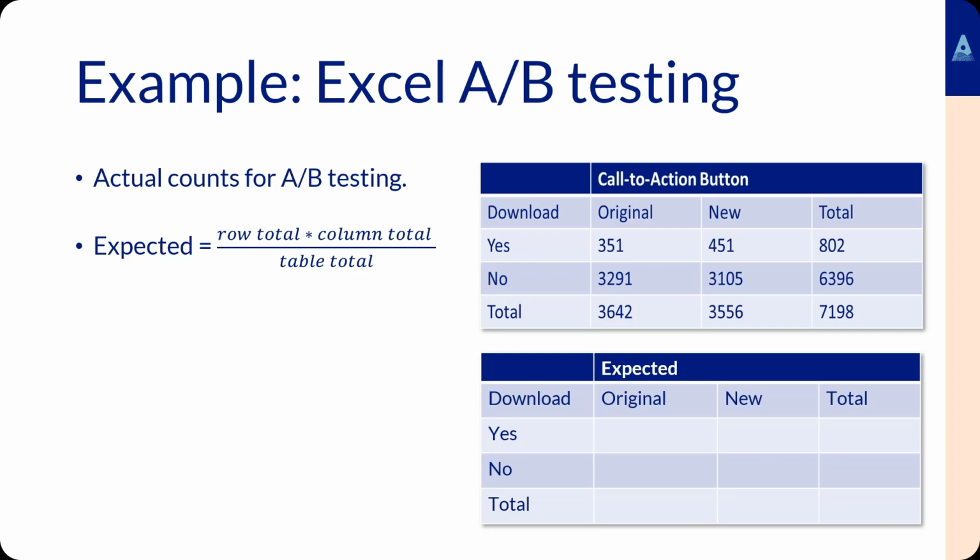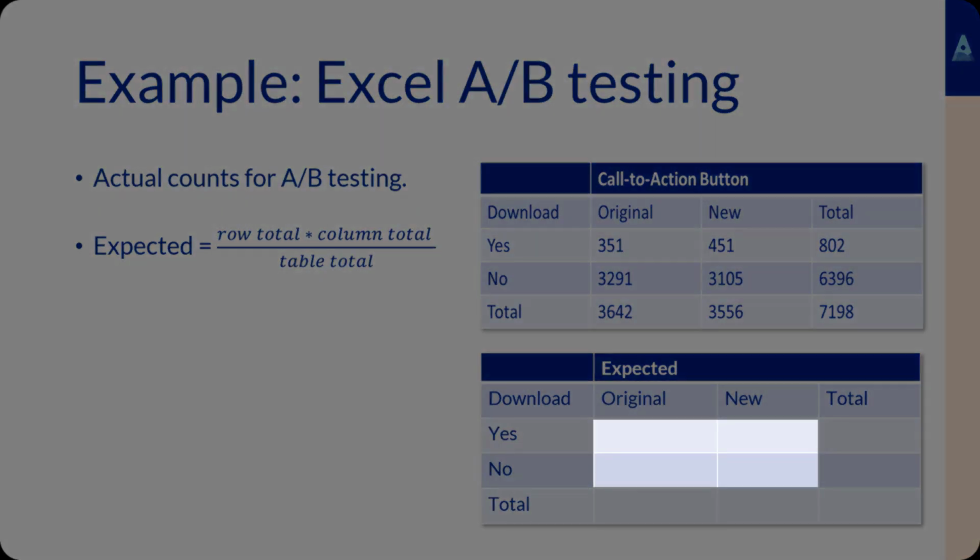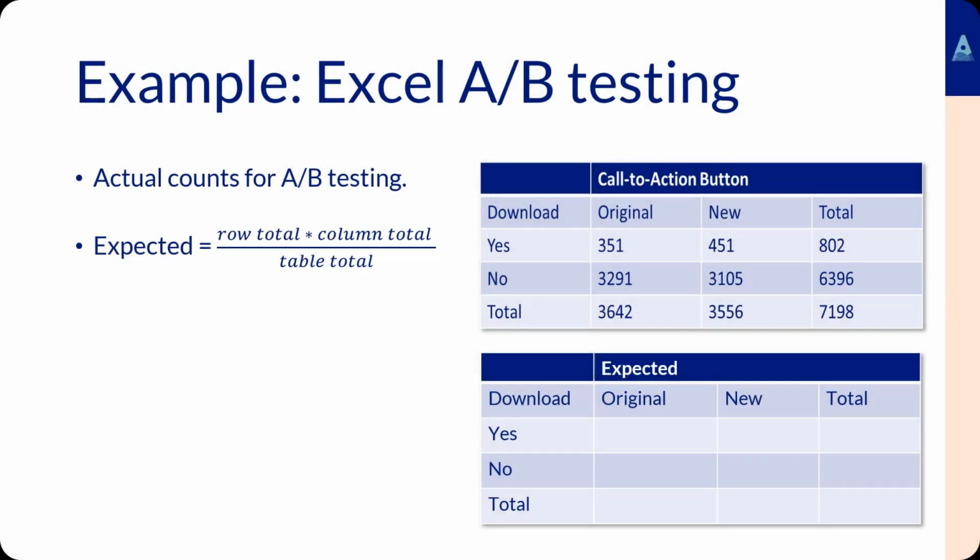So that means we calculate an expected count for each cell. Remember, the cells we're interested in are not the total rows or the total columns, just the 4 cells in the center of the matrix. For each cell, we calculate an expected value, which is the row total times the column total divided by the table total for that cell.